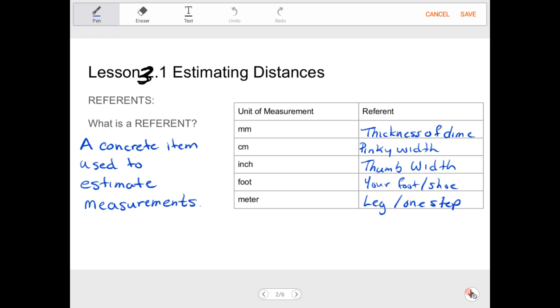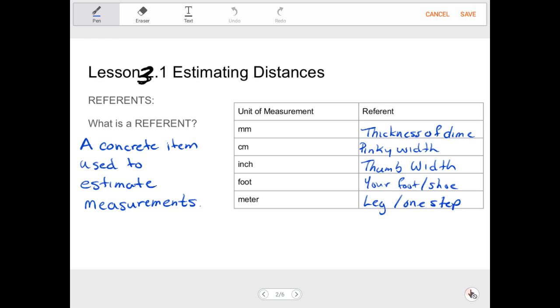Now, what is a referent? A referent is a concrete item that you can use to estimate measurements. So let me just put it in a real life example. I'm not saying these are exact, and this is not perfect. It's a give or take sort of answer.